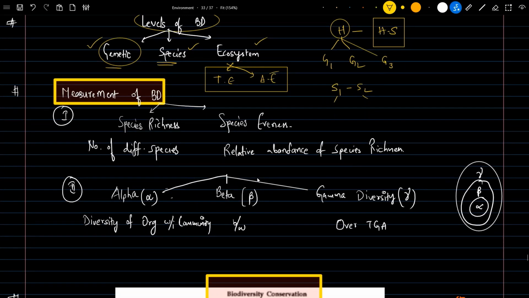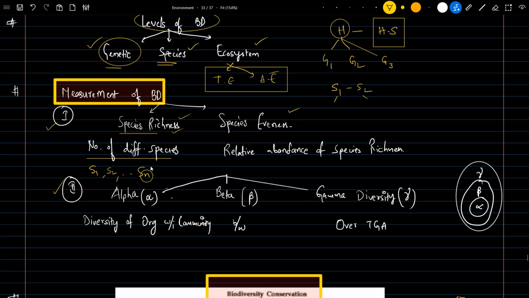Next, coming to measurement of biodiversity. Biodiversity can be measured in two forms. Let's talk about the first form: species richness and species evenness. What does species richness mean? It means the number of different species. Let's say species 1, species 2, and so on up to species n. If n is more, then the number of species is more, meaning a greater number of different species are there.